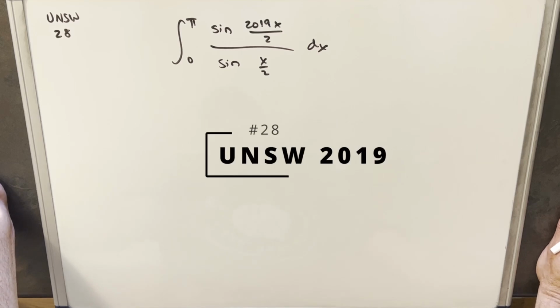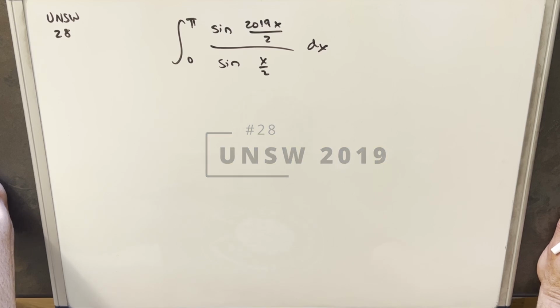Hey, I thought today I'd work on another integral from the UNSW Integration Bee. This is from 2019, problem 28. We have the integral from 0 to pi of sine of 2019 over 2 x, over sine of x over 2, dx.